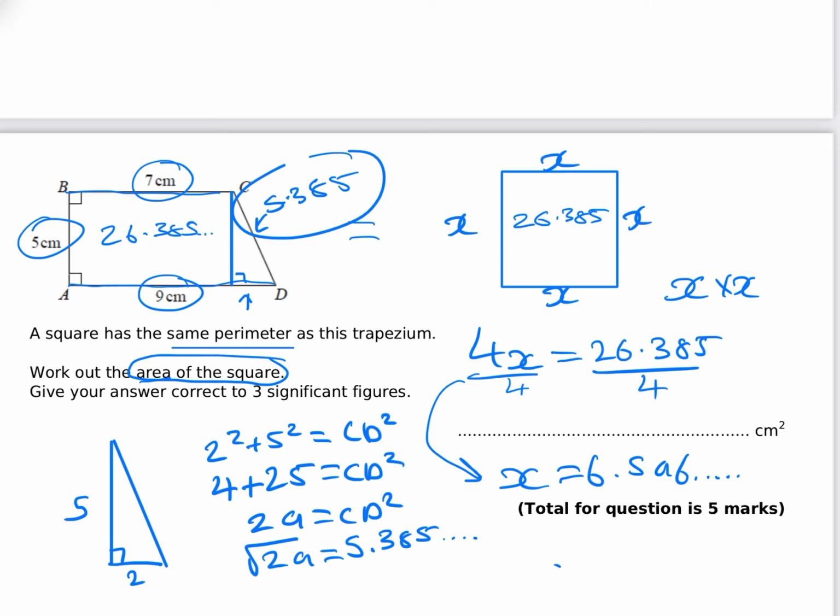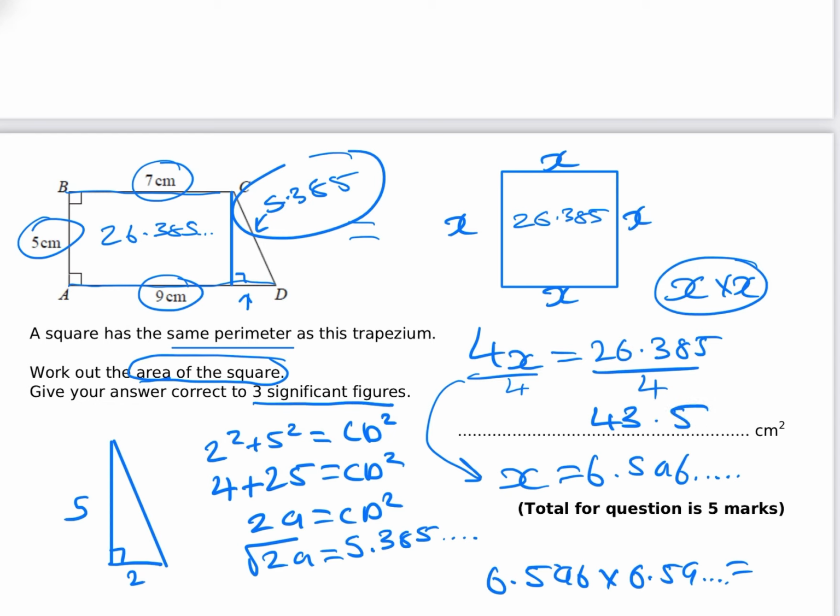So now I know what x is, I can go back to the question, and I know that I have to do length times width to work out the area. So my answer is 6.596 times 6.596, and that is going to give me, if I look at my calculator, the area is 43.5, and we've got to do it to 3 significant figures. So that is using Pythagoras in more of a problem-solving type question.